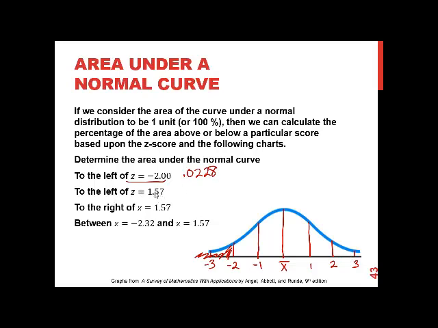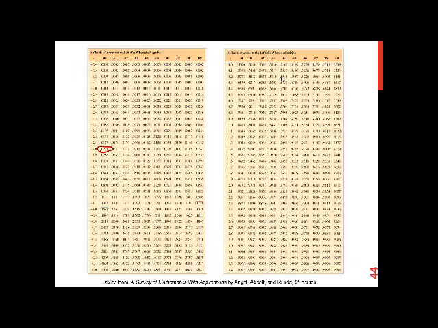What about to the left of z equals 1.57? So 1.57 is somewhere in here. And this time we're asking for the area, all of this area. So it's going to be pretty big. It's got to be at least 50%. So let's see what it is. We'll go to the positive chart. We have 1.5. We go over to the 7 to get 1.57.